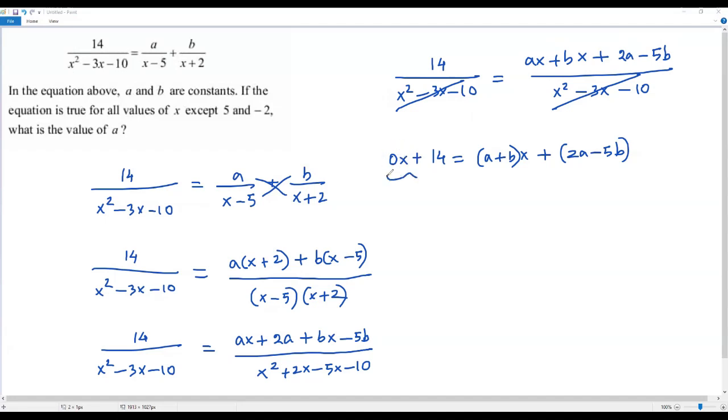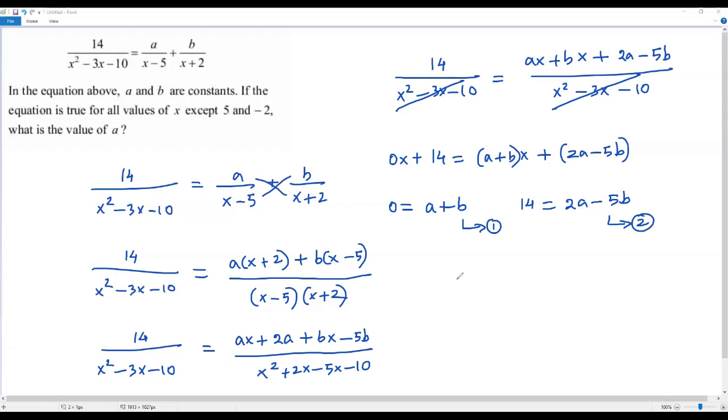Okay, now two expressions are equal. Whenever two expressions are equal, the coefficients of like terms and the constant terms must be equal. What is the coefficient of x on the left side? It is 0. What is the coefficient of x on the right side? That is a + b. The constant term on the left side is 14. The constant term on the right side is 2a − 5b. They must be equal. Let me write it out here. Let me take this as equation number 1 and this as equation number 2. Now we have to solve for a.